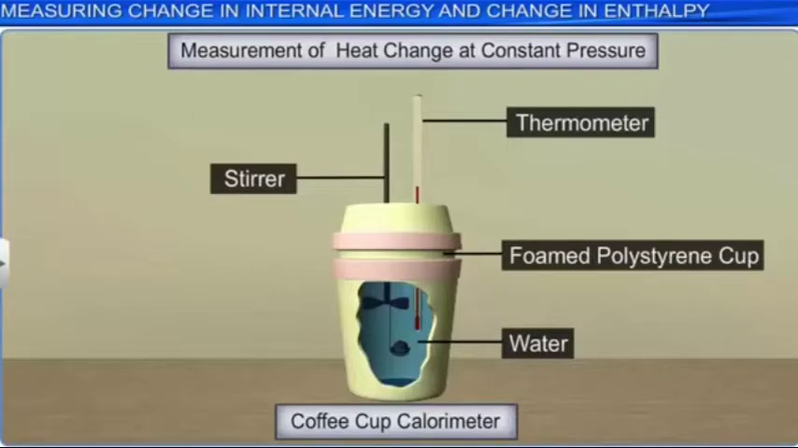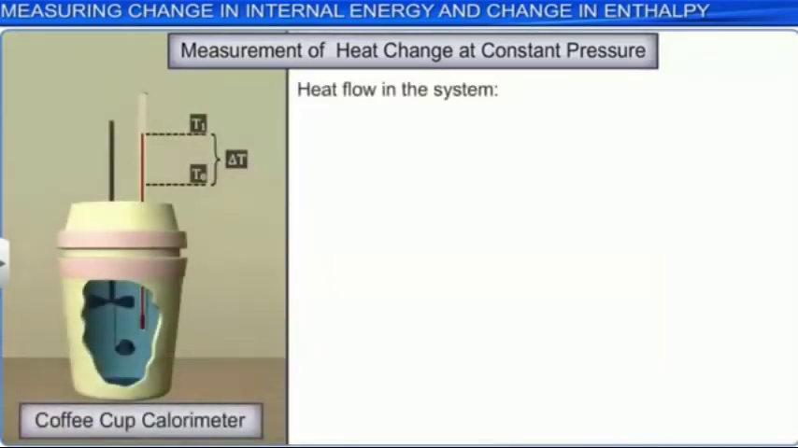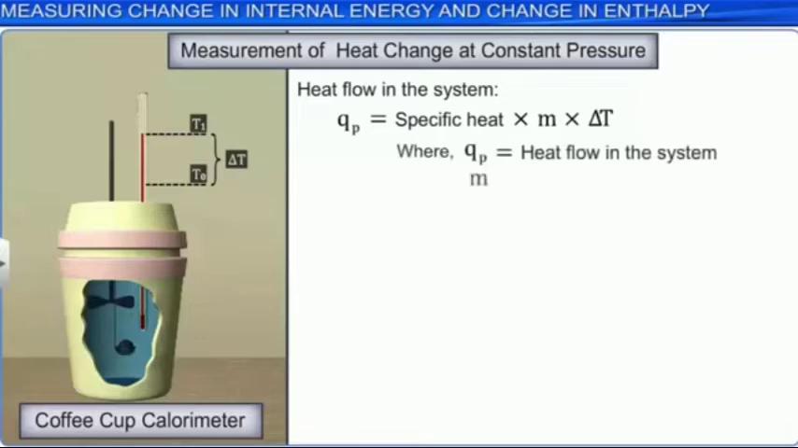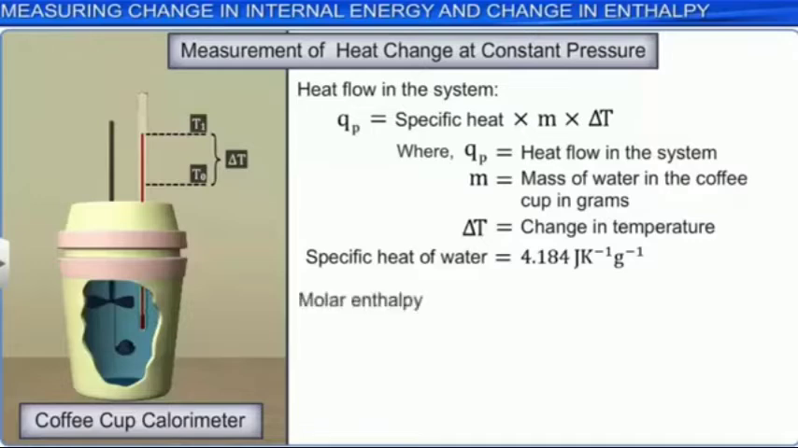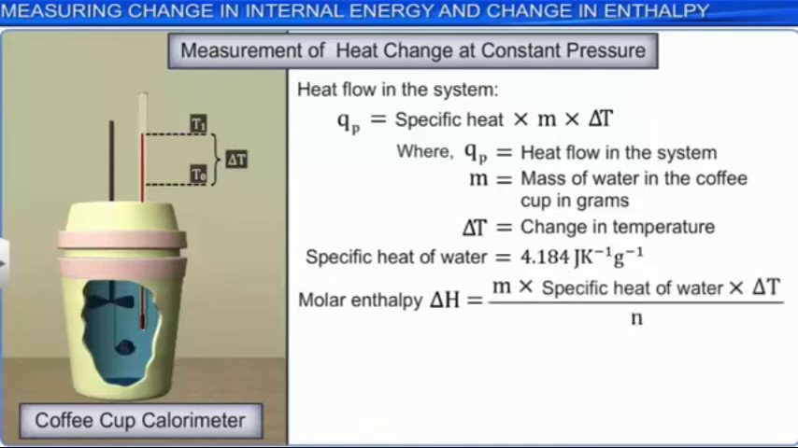Heat flow in the system is calculated by using the relation QP is equal to specific heat multiplied by M multiplied by delta T, where QP is the heat flow in the system, M is the mass of water in the coffee cup in grams, and delta T is the change in temperature. Specific heat of water is taken as 4.184 joules per Kelvin per gram. Therefore, the formula for calculating molar enthalpy, delta H of the substance, is delta H is equal to M multiplied by specific heat of water multiplied by delta T divided by N, where N is the number of moles of the reacting substance in the system.